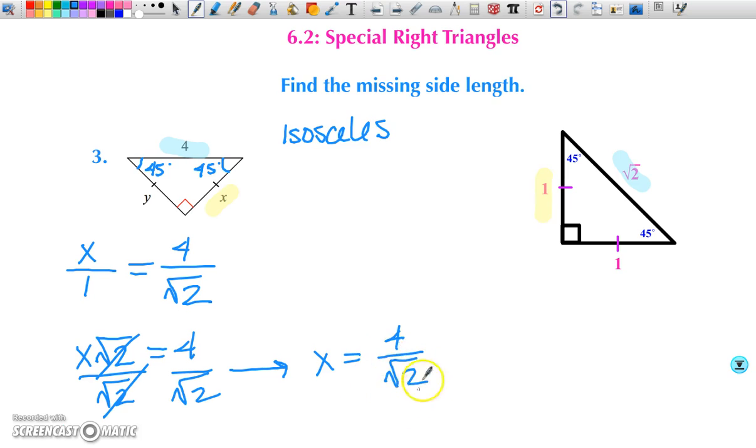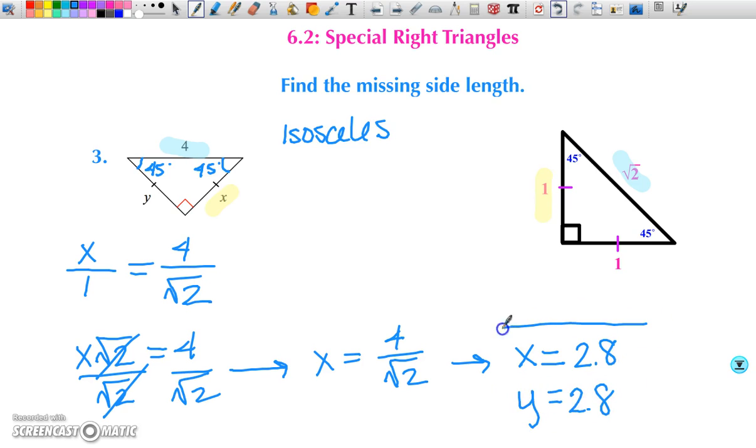Now, anytime you have a square root in your denominator, you need to divide it out. And so we'll go ahead and write that as 2.8. Now, you'll notice that x and y are marked as congruent because they're both the legs of a 45, 45, 90. And so for that reason, y would also be 2.8.